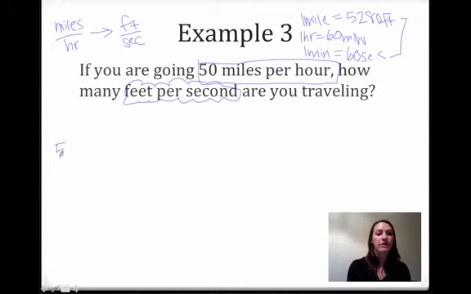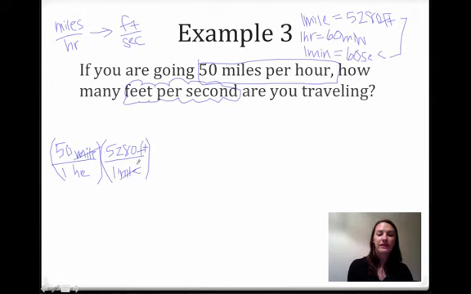I'm going to start out going 50 miles per 1 hour. That's my given, all right? And then my next step is I'm going to go from miles to feet first. So miles needs to go on the bottom: 1 mile is 5,280 feet. Good, so miles cancels out miles.